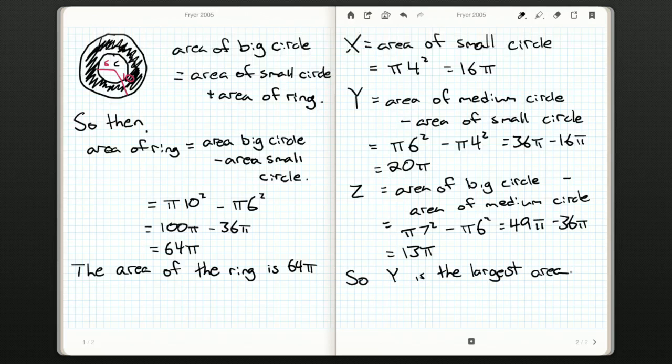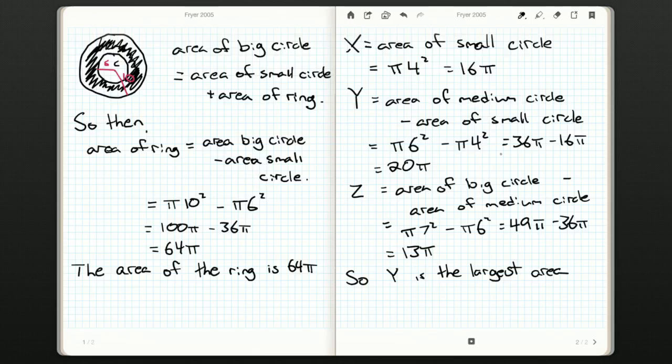So Y is the largest area. Pretty straightforward. We calculated each one of them in turn, X, Y, and Z, and we explained where they were coming from. X was the small circle, Y was the ring between the medium and the small circles, and Z is the ring between the big and medium circles. Used the area of a circle, calculated them all out, we just compared them. 20 pi is bigger than 16 pi, which is bigger than 13 pi. So Y is the biggest, Z is the smallest, and X is the one in the middle.